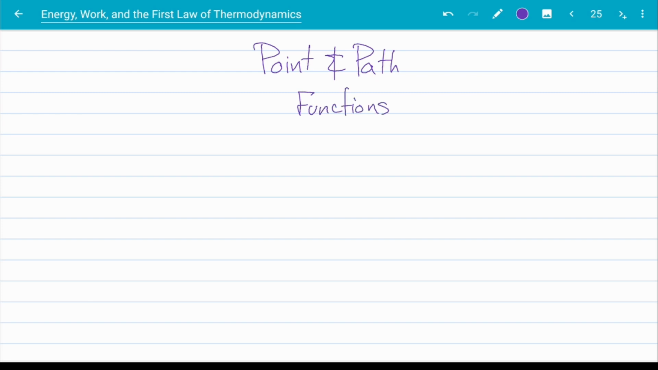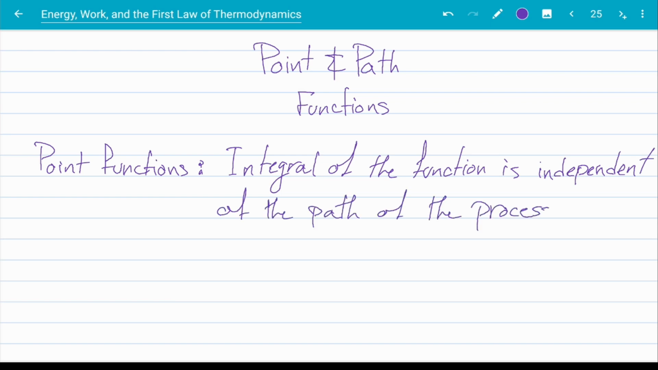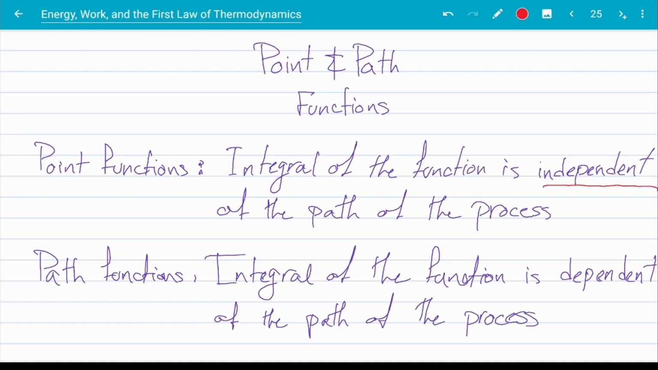Okay, now we need to introduce a new concept, point functions and path functions. The definitions for point and path functions are rather simple. Point functions are those whose integrals are independent of the path the process takes, while path functions are those functions whose integrals are dependent on the process path. Let me give you an example of what I mean by these definitions.